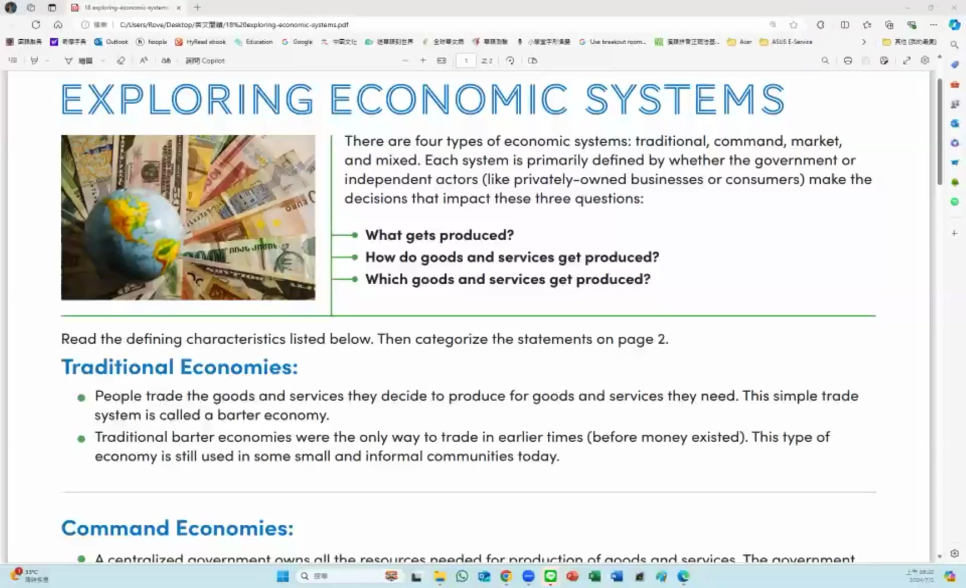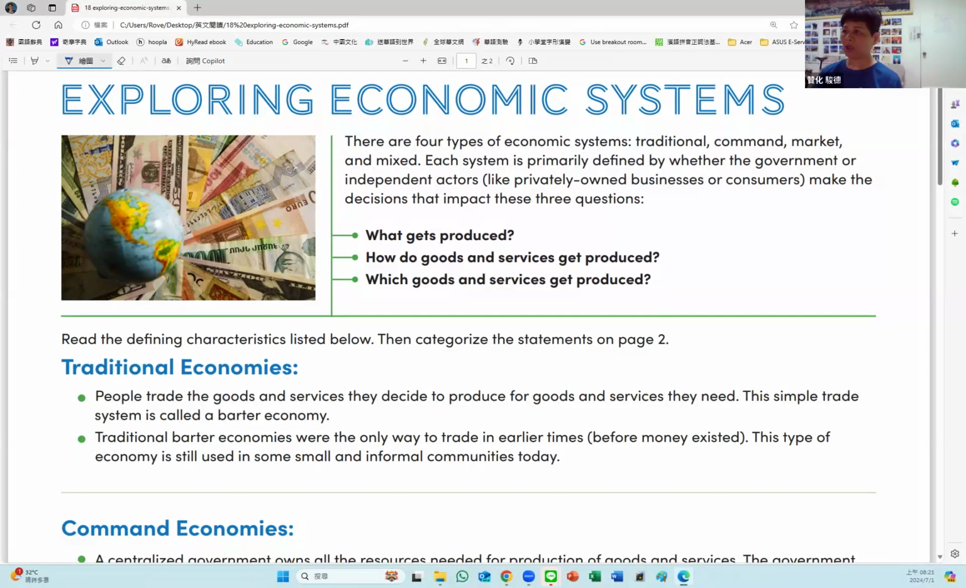Defined by whether the government or independent actors, like privately owned businesses or consumers, make the decisions that impact these three questions. What gets produced? How are goods and services produced? Which goods and services get produced? Okay, good. Thank you. All right.